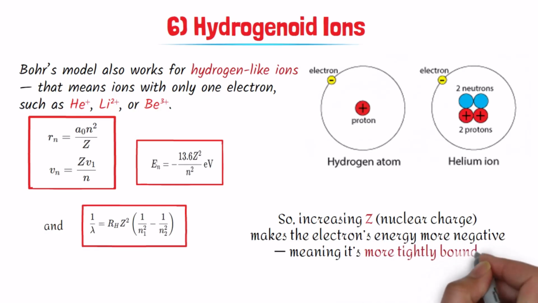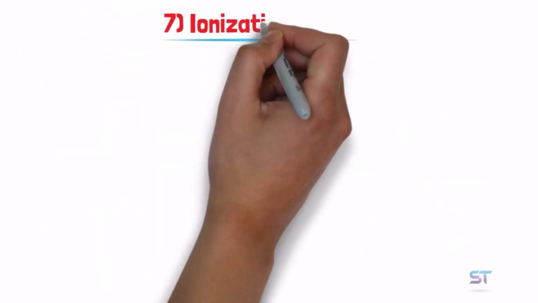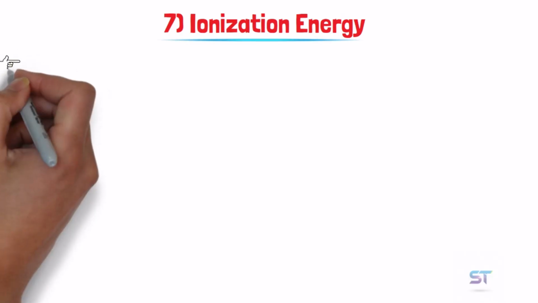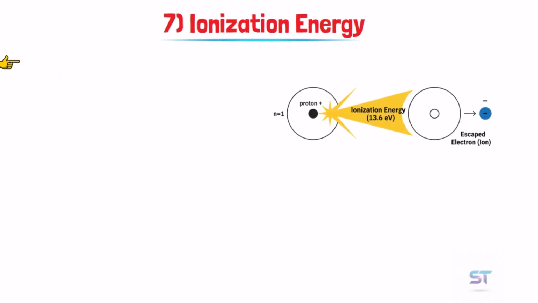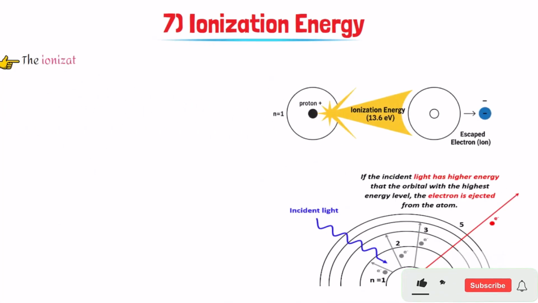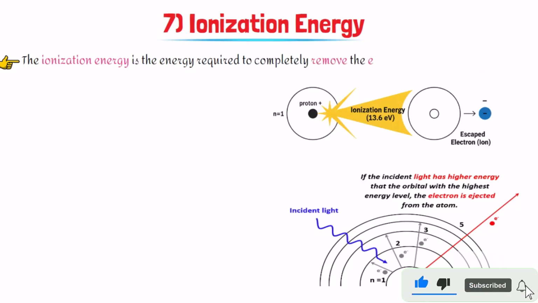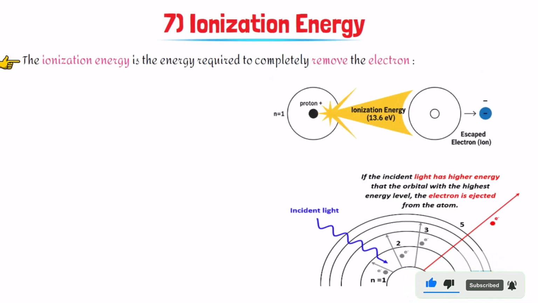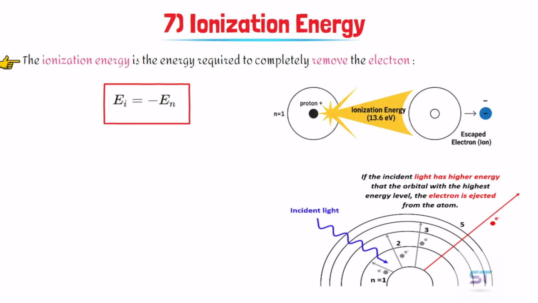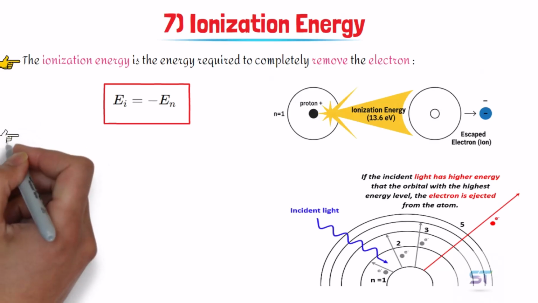To determine the ionization energy: it is the energy required to completely remove the electron. EI equals minus En. For hydrogen in its ground state, EI equals 13.6 electron volt.